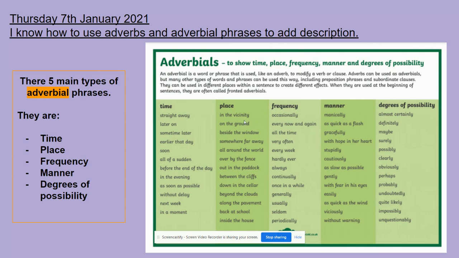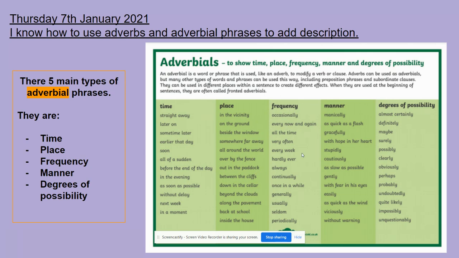Place, so that's where. So out in the paddock, Mrs. Fletcher-Brown galloped around like a horse. Mrs. Fletcher-Brown galloped around like a horse would be the main sentence. Out in the paddock tells me where that's happening. I could have it at the front of the sentence, which would have been a fronted adverbial, but it doesn't have to be at the front. I could say, Mrs. Fletcher-Brown galloped round like a horse out in the paddock.